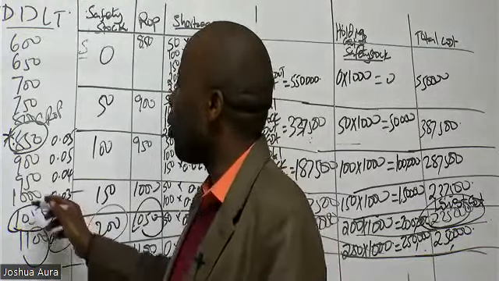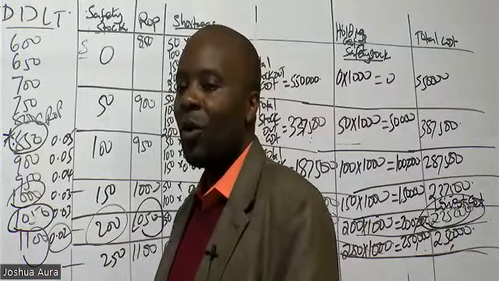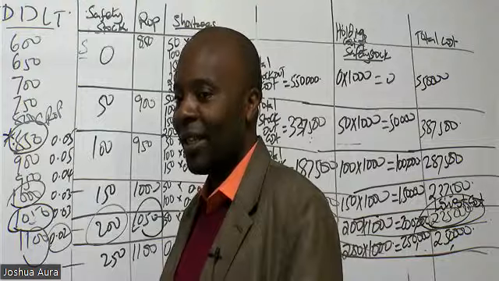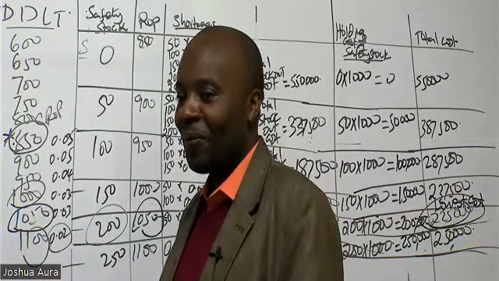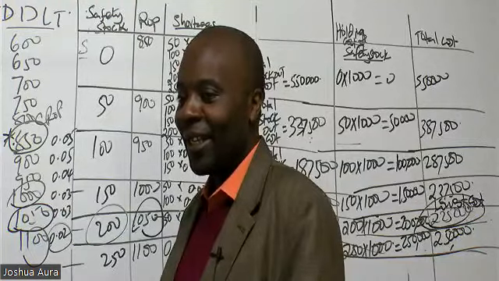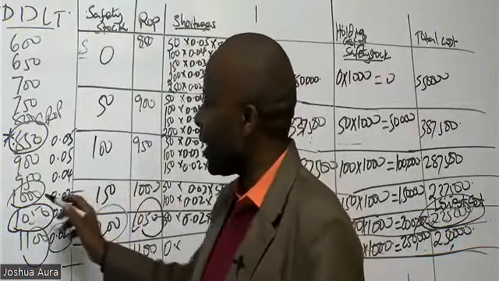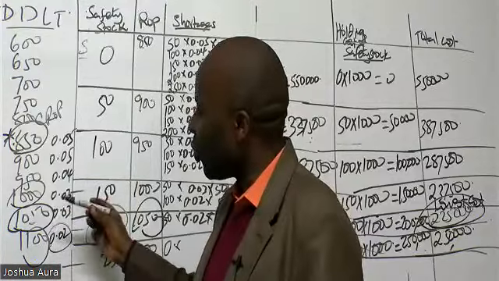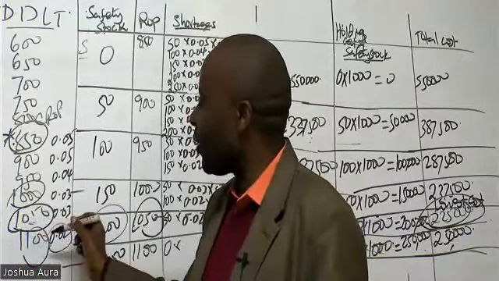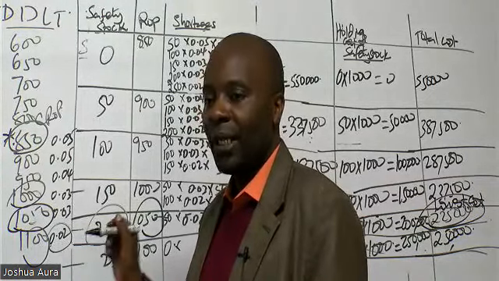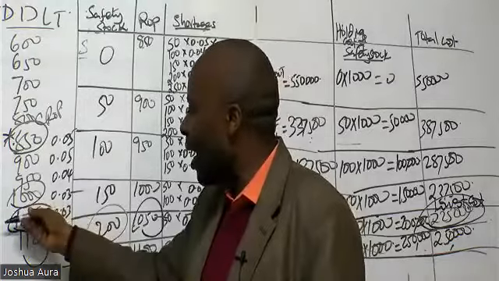What if the optimal ROP was 1,000? If the optimal ROP was 1,000, what would have been the probability of stock out? Can somebody guess? If, for example, the reorder point is 1,000, then the probability of stock out will be the probability of the higher quantities. I would have taken 0.03 plus 0.02, the probability of the higher quantities.